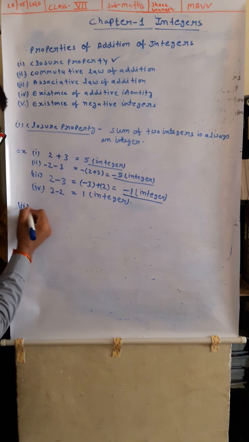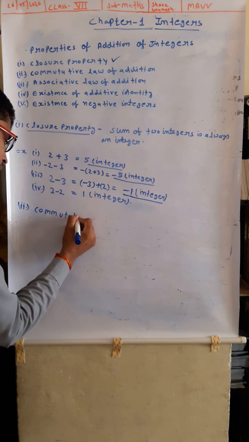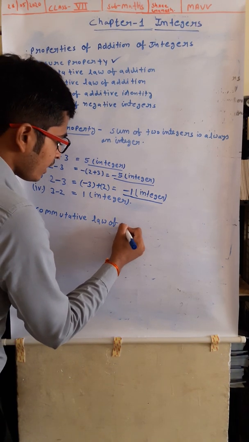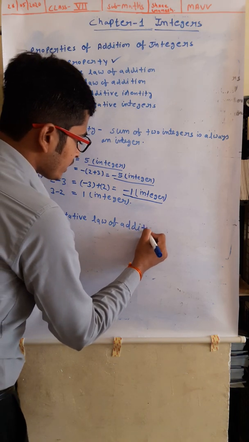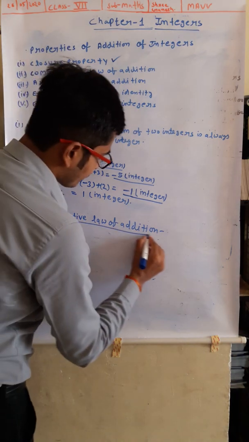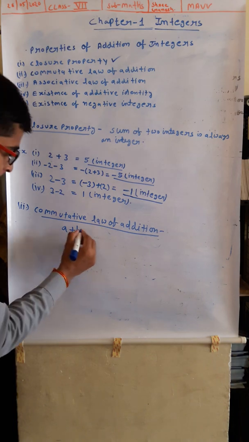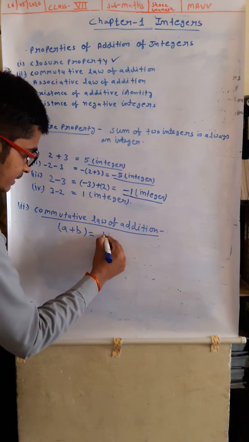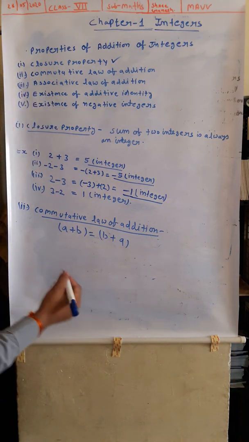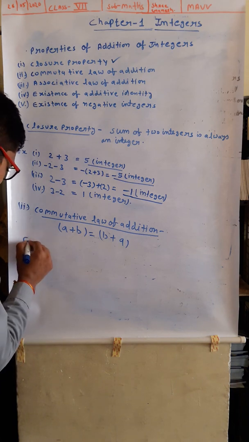Property second, commutative law of addition. What is commutative law of addition? It is basically A plus B is the same as B plus A. Understand? Let's understand it with the help of an example.